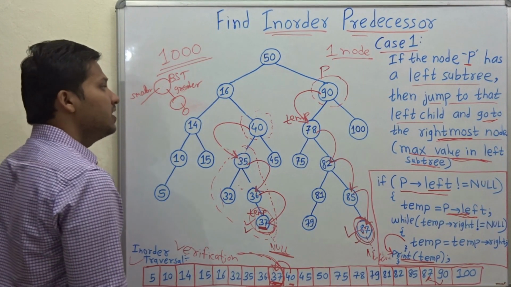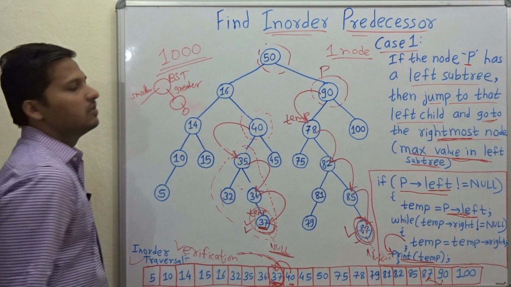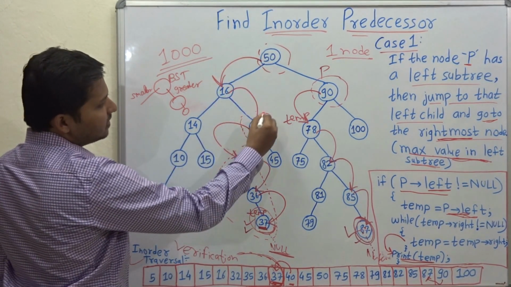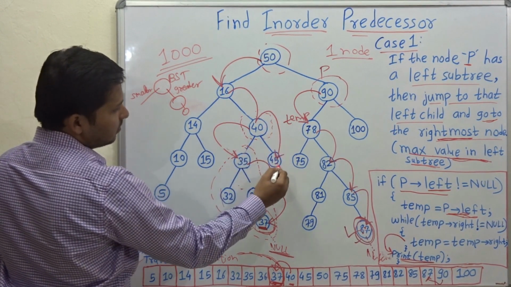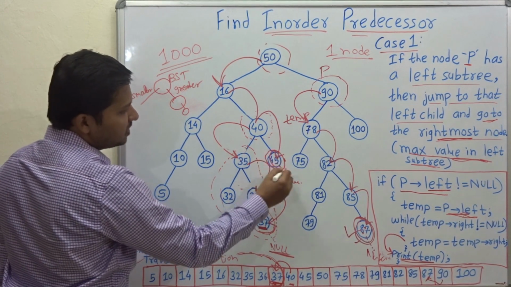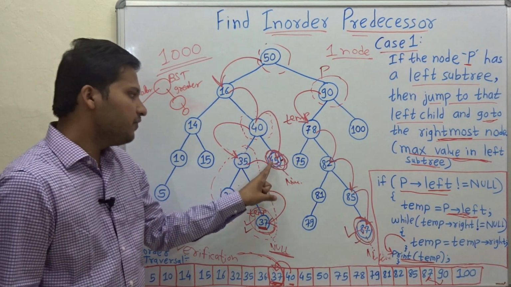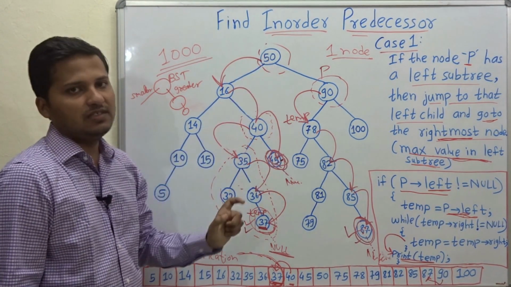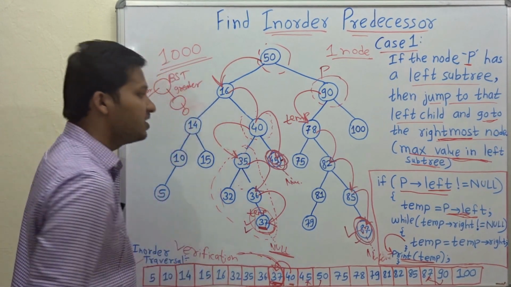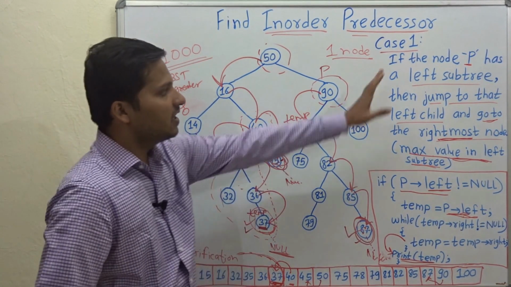Now let's find out the in-order predecessor for the root itself. Okay, now let's jump to the left and go to the right till we get null. See, for 45 the right is null, so we don't go to the right, we just stop here. That means 45 is the predecessor of 50. Okay, let's check. Yes, 45 is the in-order predecessor of 50. So this is the way we find out in-order predecessor for case 1.